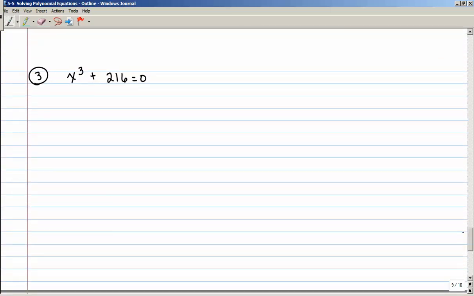Example number 3, x cubed plus 216 equals 0. So this is going to be a sum of 2 cubes, where my a is x and my b is actually 6, because 6 to the 3rd power is 216. This is going to factor into x plus 6 times x squared minus 6x plus 36 equals 0.